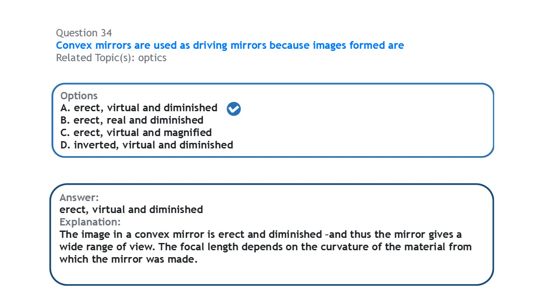So this is why they are commonly used as driving mirrors and not concave mirrors, because concave mirrors are converging mirrors, so they will tend to magnify things and give you a false impression of, let's say, the distance of the object. The convex mirror does that too. However, one advantage that it has above the concave mirror is that it gives you a wide range of view.